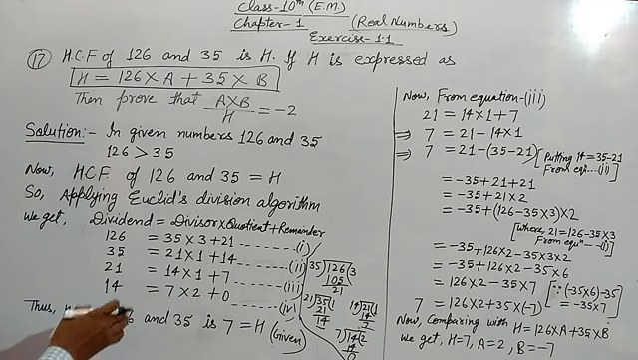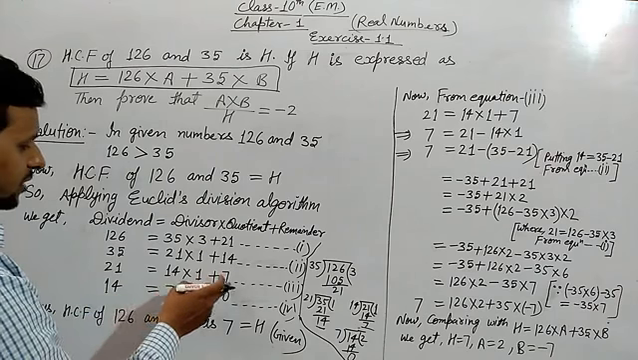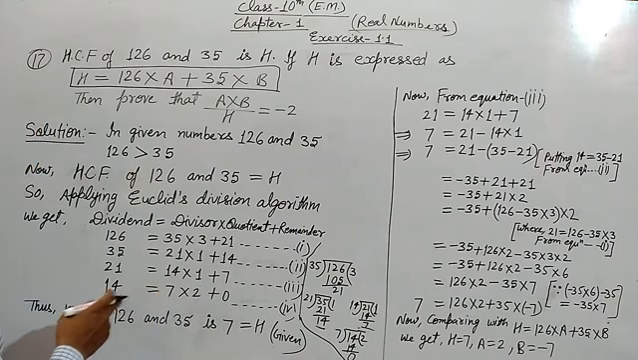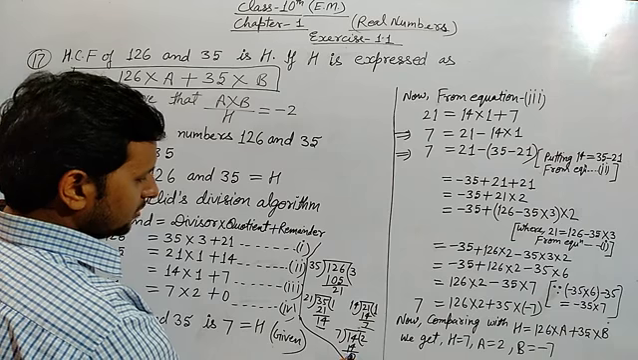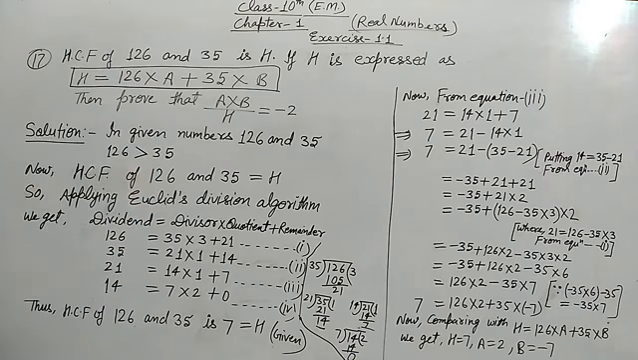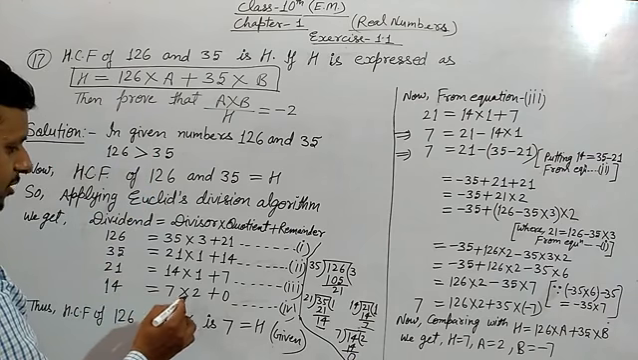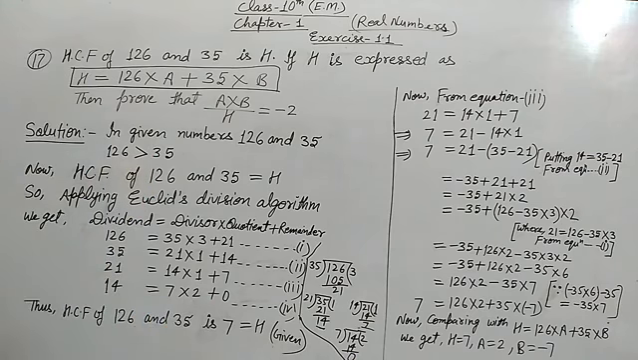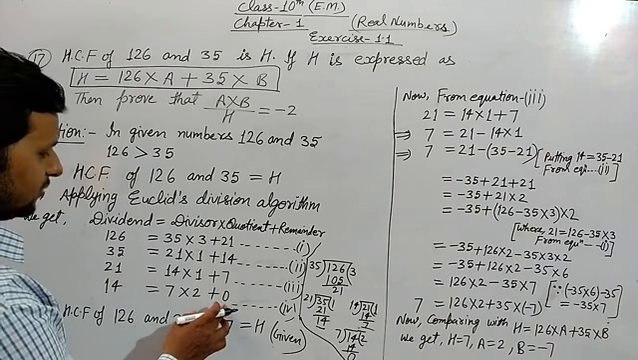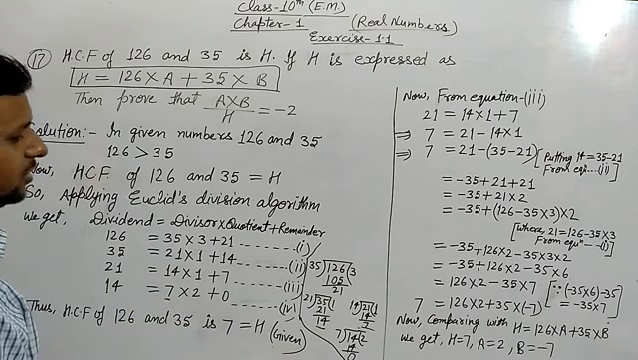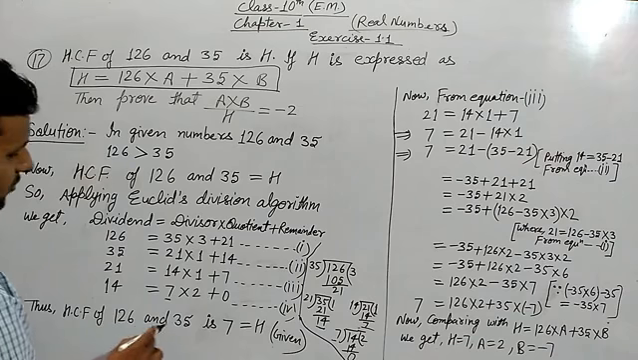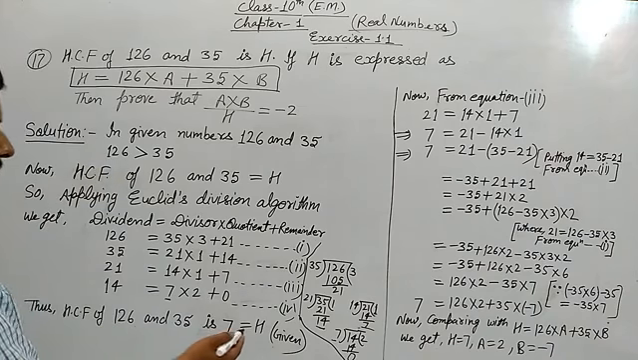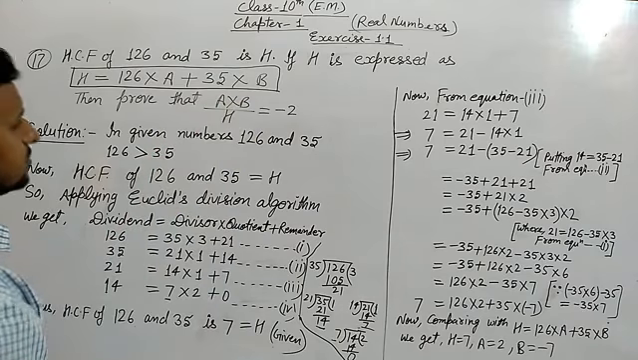Now in the next step the divisor will be the dividend, meaning 14 will come here. Now the remainder will be the divisor. Here 14 is the dividend and 7 is the divisor. Now we again divide it: 7 goes into 14 and we get remainder 0. Now we put the values: 14 is equal to 7 into 2 plus 0. Now we know very well that when we get 0 as remainder, the divisor will be the HCF. Here the divisor is 7, so 7 is the HCF. Now the HCF of 126 and 35 is 7, and it is also equal to h, as the question is given here.